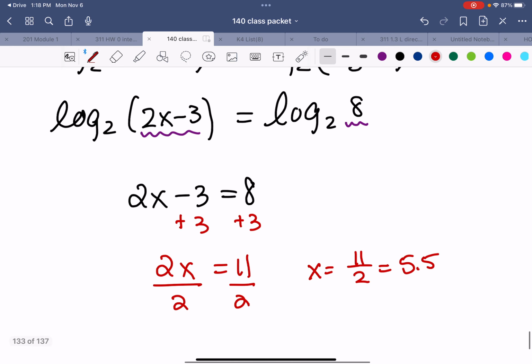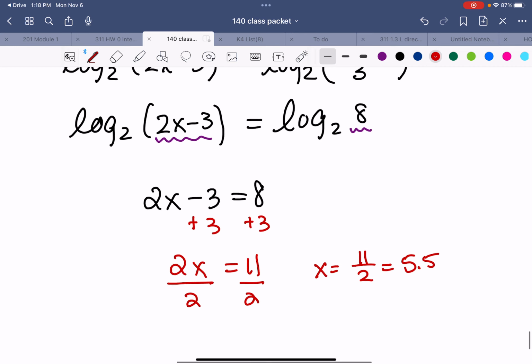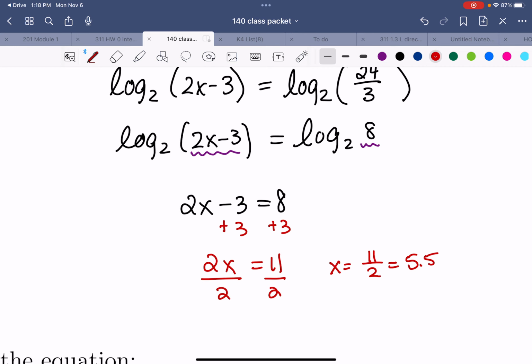Now you should check to make sure that it works out properly. So if I plug in 5.5 and I double it, that's 11. 11 minus 3 is positive 8, and that is something that I can take the log of, right? Because it's greater than 0. So I'm good with 5.5.